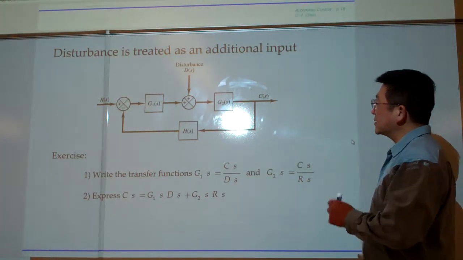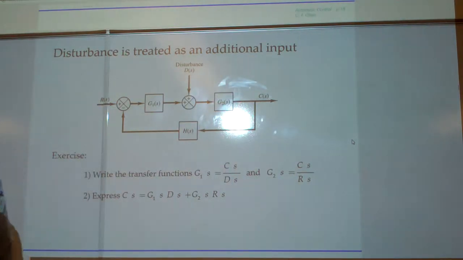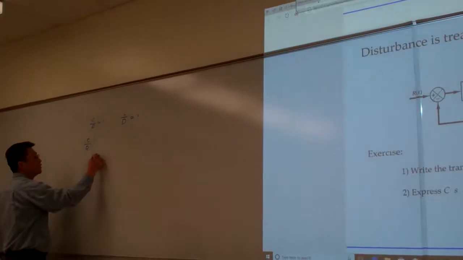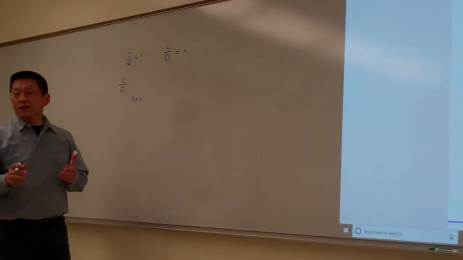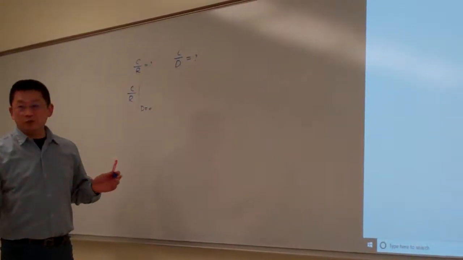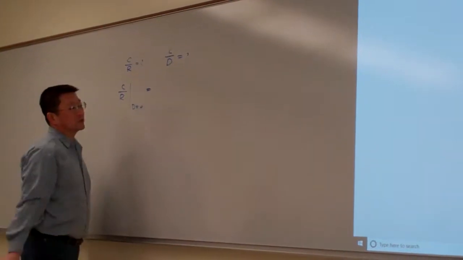Here we can exercise how to write the transfer function between C over R, and then we also want to find C over D. That is the transfer function we will try to formulate. To find C over R, we can assume D equals 0, simply because these are linear systems. You can always decompose individual influences and then superpose them together. So for this case, we are assuming D equals 0.